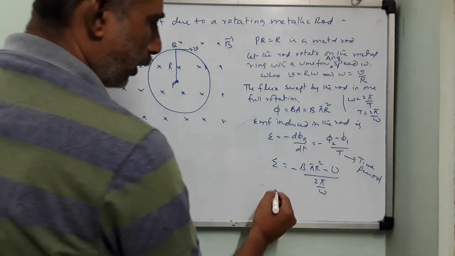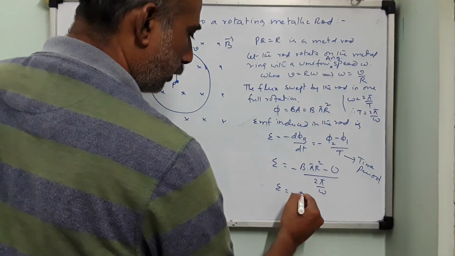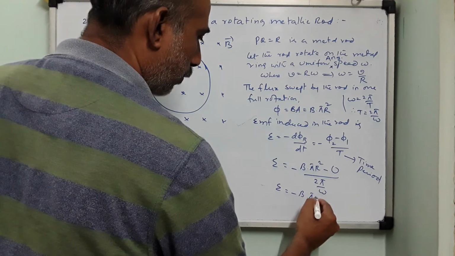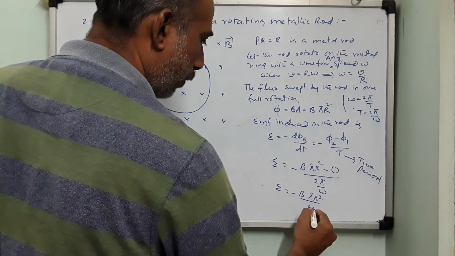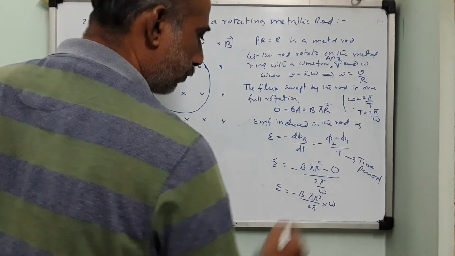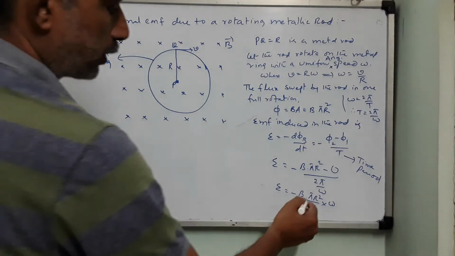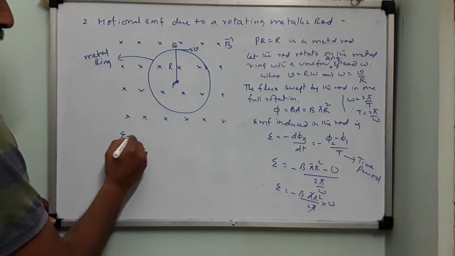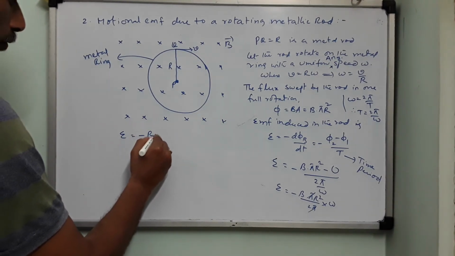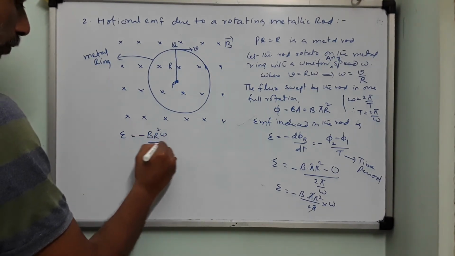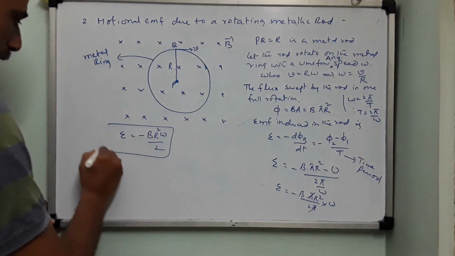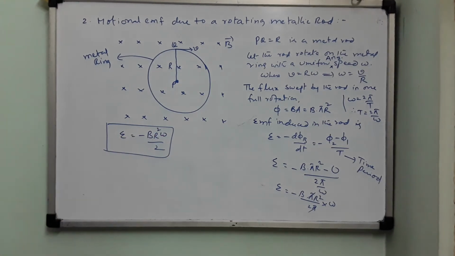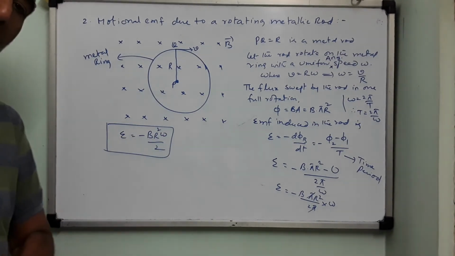So you can write E equals minus B into pi r square divided by 2 pi into omega. So pi gets cancelled here. So you will have induced EMF E equals minus B into r square omega by 2. This is the induced EMF. Of course, the negative sign will come there, so don't worry about this.